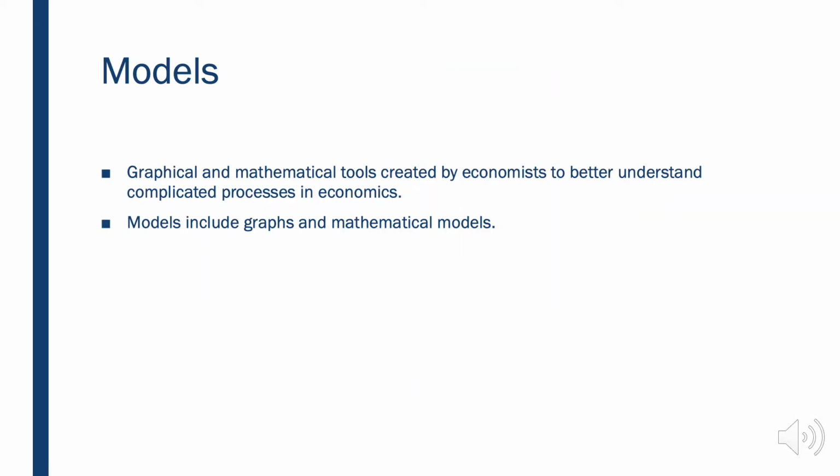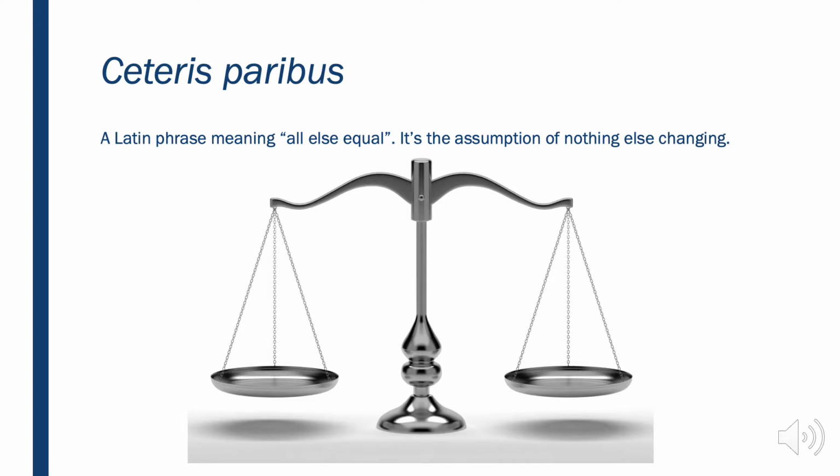Models. Now, models are graphical and mathematical tools created by economists to better understand complicated processes in economics. Models include graphs and mathematical models. Now, ceteris paribus is a Latin phrase meaning all else equal. It's the assumption of nothing else changing.